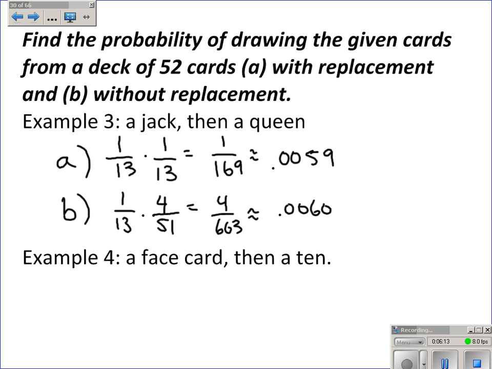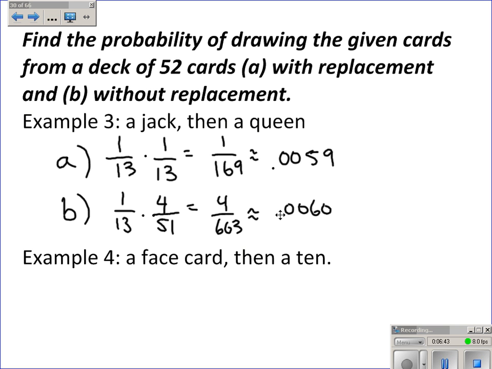Now, in A, if you're doing it with replacement, those two events are independent. So drawing a jack and then drawing a queen, those two are independent. If you're doing it without replacement, where you're keeping the card, you're looking at a conditional probability. Given that you drew a jack the first time, the probability of drawing a queen changes.